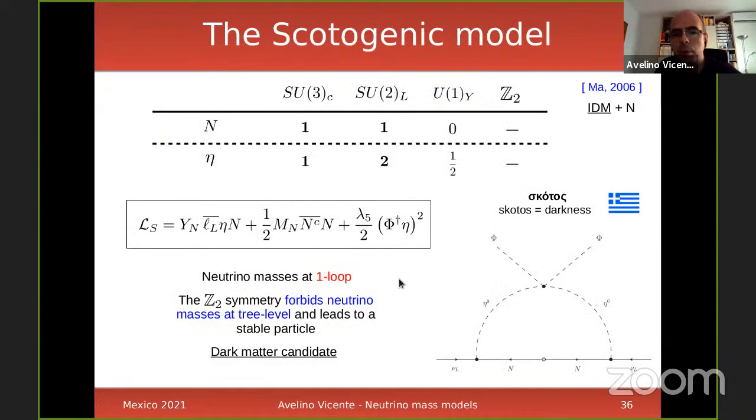Another model that is very popular, and I wanted to mention very briefly, is the so-called scotogenic model. Skotos is a word that comes from Greek and means darkness, and you will see in a second why this is the name of the model.